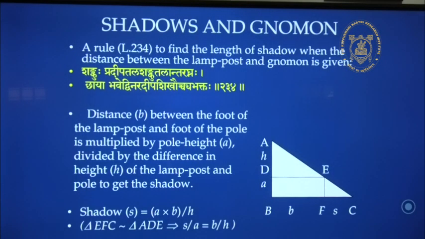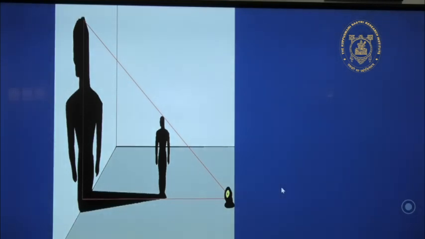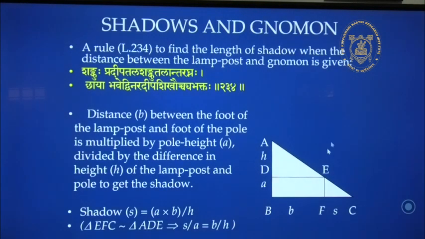And shadows in Naman. Shanku is called a Naman or a pole. Usually it is taken as 12 inches side, and the Pradipa is a lamp post. Why on top we are having the light? This is a lamp post, it is called Pradipa, sometimes it is called Ara also.